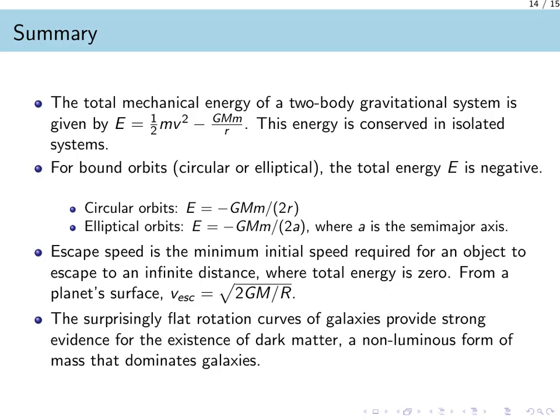To escape a gravitational field completely, an object must have a total energy of at least 0. The minimum initial speed needed to achieve this is called the escape speed. From a planet's surface, this is given by v sub esc equals the square root of the quantity 2GM over r. Finally, we saw how these principles apply on cosmic scales. The unexpectedly high orbital speeds of stars and galaxies, known as flat rotation curves, provide compelling evidence for dark matter, a mysterious form of mass that does not emit light.